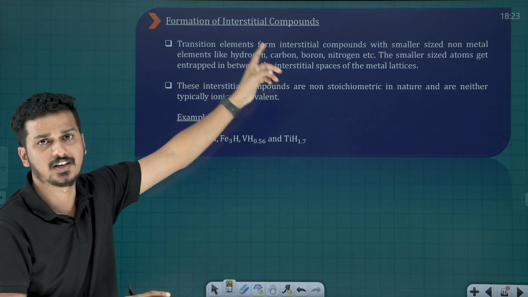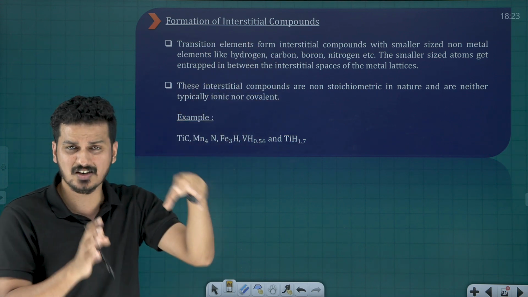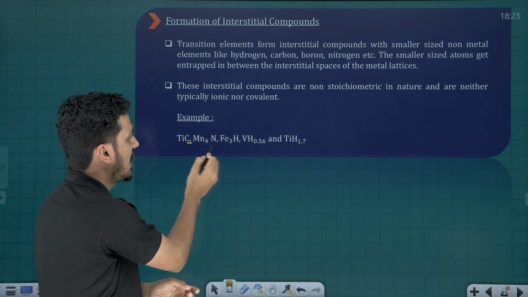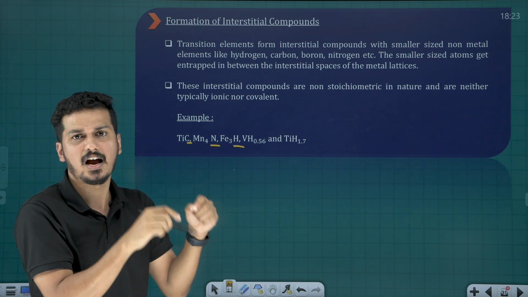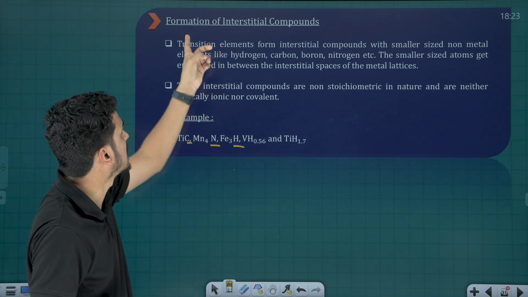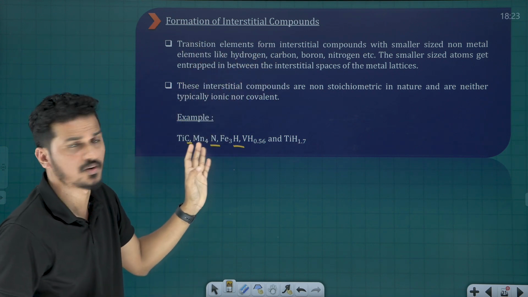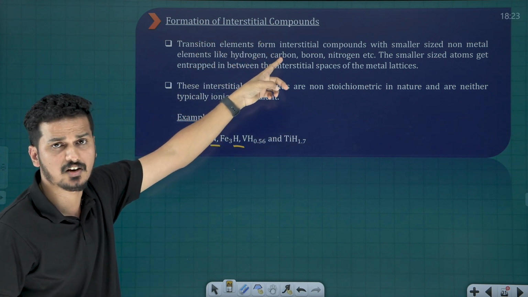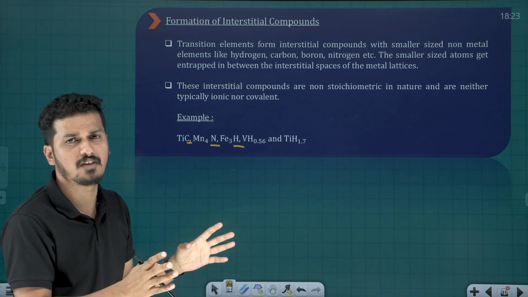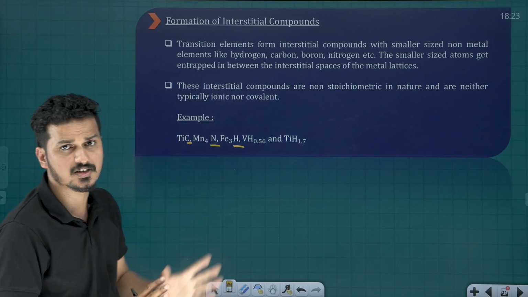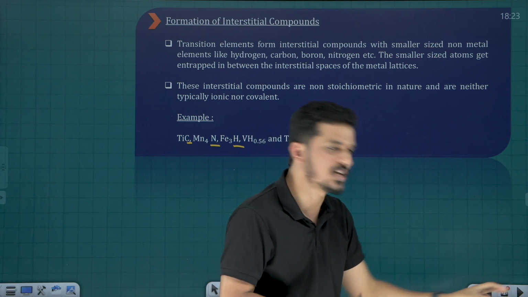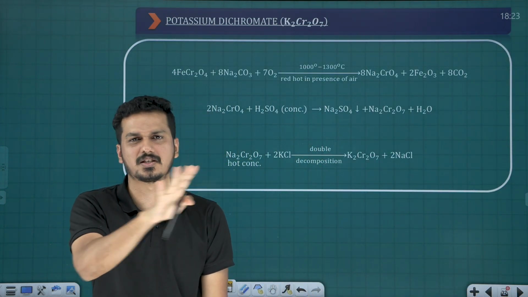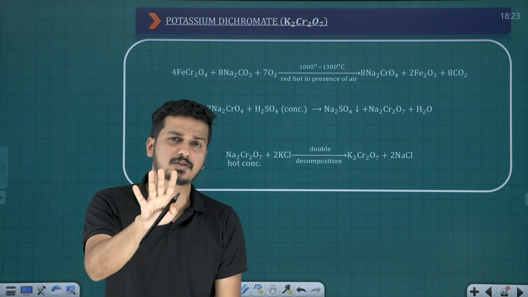Then again, the formation of interstitial compounds. In the crystal lattices of D block elements, smaller atoms like carbon, nitrogen, and hydrogen can be adsorbed and entrapped in between the interstitial sites. That is what is called interstitial compounds. So D block elements can form interstitial compounds. Remember this idea, because these things will come as a statement question, and at that time you must remember that this is possible because of the presence of vacant D orbitals.